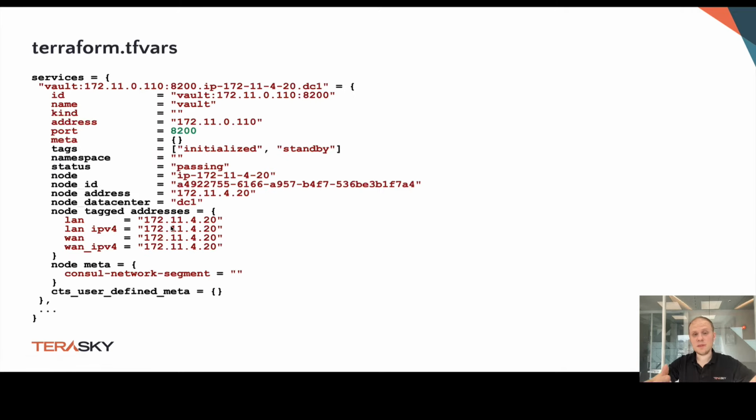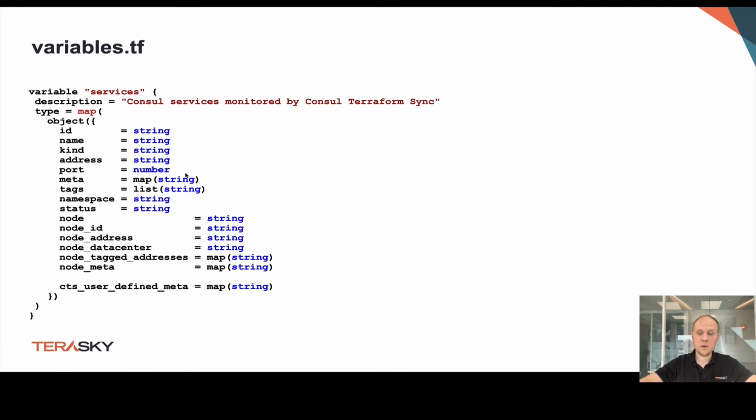And the terraform.tfvars, once a change occurs, looks like this. It's a map of services, and each service is just an object that will contain ID and kind and address and port and tags and just everything that Consul will have about that. All right, so in order to be able to handle this map of services, you just need to include in your module, in your variables, this variable of services. So it just expects a map of objects.